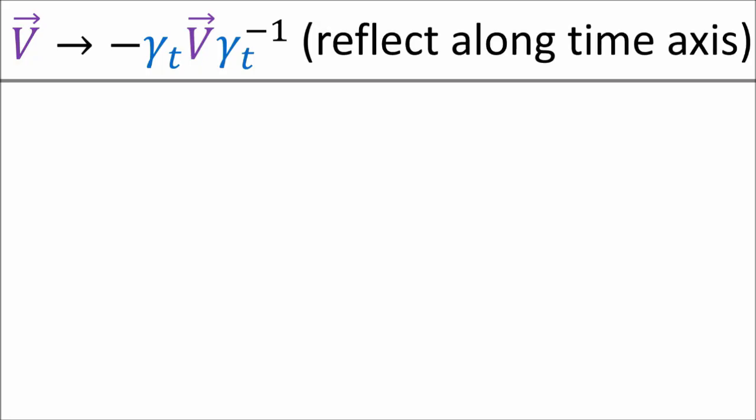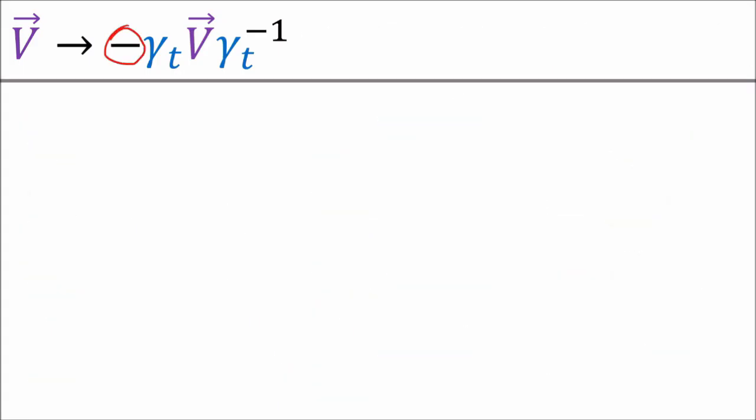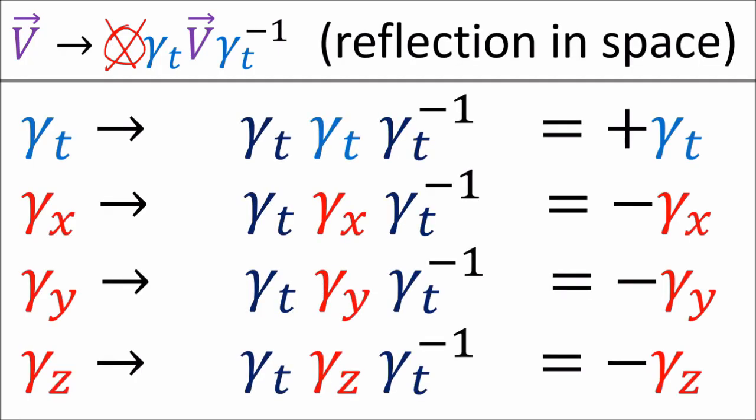Next, I'm going to introduce a new way of doing parity transformations that will come up later. We know that taking a vector v and doing a negative conjugation with gamma t will reflect the vector along the time axis. In other words, the time component will get a negative sign, and the space components will stay the same. Now, if instead of doing a negative conjugation with gamma t, we do an ordinary conjugation, we get the opposite. The time component stays the same, but the space components all get negative signs. So conjugation by gamma t is another way of doing a parity transformation.